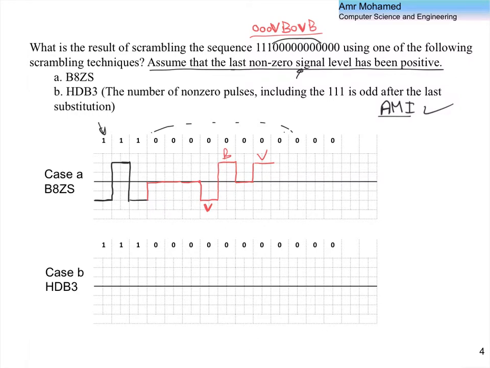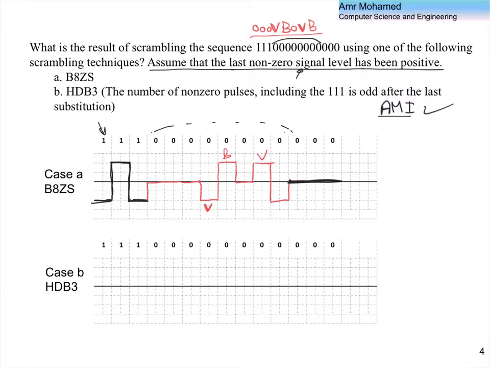And the idea of violate is to indicate to the receiver that be aware that this is not the normal mapping of AMI. This is actually scrambling, right? And then V, and then B, and that's it. So what happens for the other three consecutive zeros? They are not 8 consecutive zeros. So we have to go back to the normal mapping of AMI. So in that case, it would be the normal mapping of AMI, marked as black. So the red part is the substitution related to scrambling.